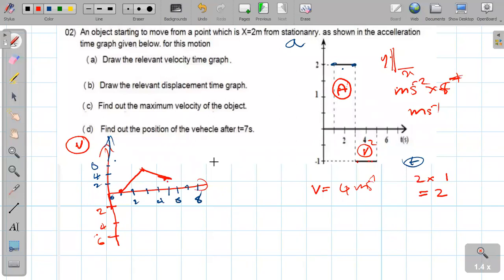Everybody had written the correct answer. Find out the maximum velocity of the object.